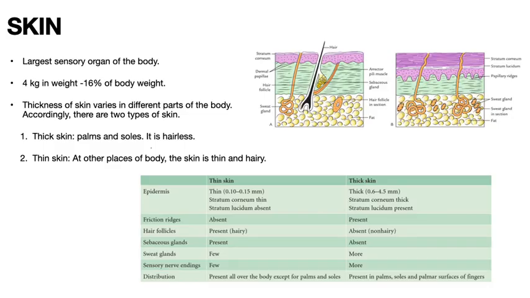Today's topic is skin and fascia, where we'll cover the general anatomy of the skin and the fascia. Skin, as we all know, is the largest sensory organ of the body. There are two types of skin: thick skin and thin skin. Thin skin is present everywhere on the body which is hairy, and thick skin is the skin present on the palm and the soles, and it is hairless.